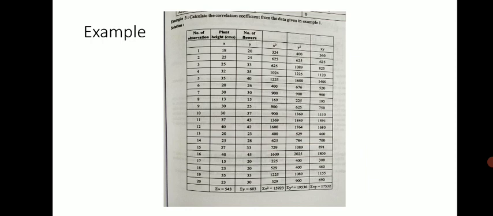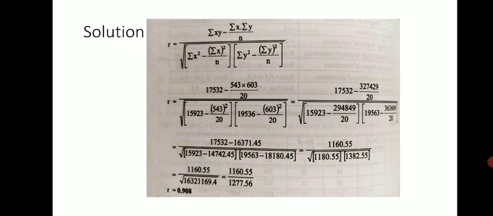And finally, in the last column you have to multiply x by y. So 18 into 20 is 360, 25 into 25 is 625. Similarly, you have to calculate up to the last value, and finally in the last row you have to sum up all these values. Then you put the values in the formula given for r, and after putting them in the formula you can solve the problem. So finally the r for this problem is 0.908, which means the value is between -1 and +1.